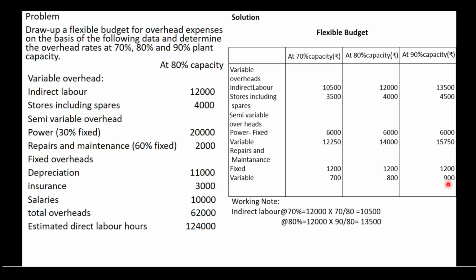And next we continue the same table. So that is the fixed overheads. Okay, under the fixed overhead, the depreciation. So first we enter the depreciation at the level of 80%.